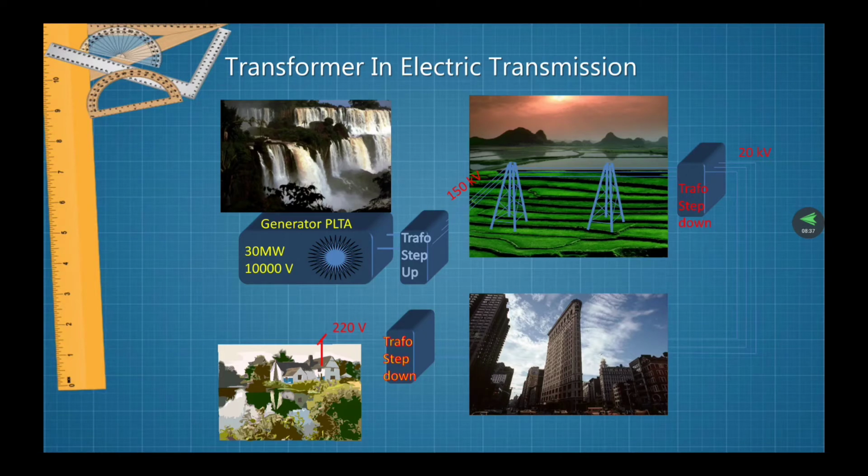This is the transformer in electric transmission. This is a generator for, in Bahasa, PLTA, pembangkit listrik tenaga air, a hydroelectric power plant, and there's a step-up transformer, and then the voltage is distributed by the tower, and then it goes into the step-down transformer, and from the step-down transformer, the voltage is distributed to our homes and buildings.